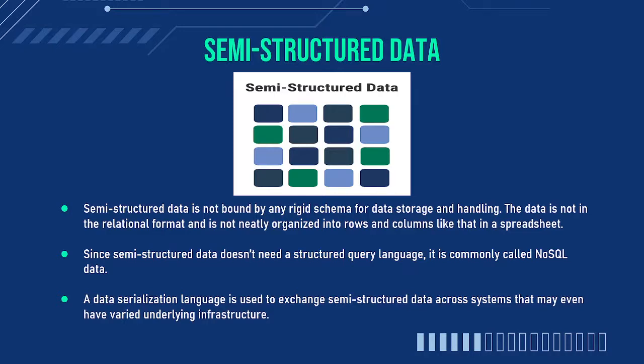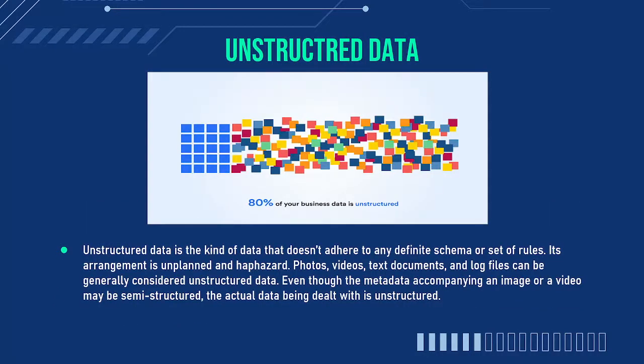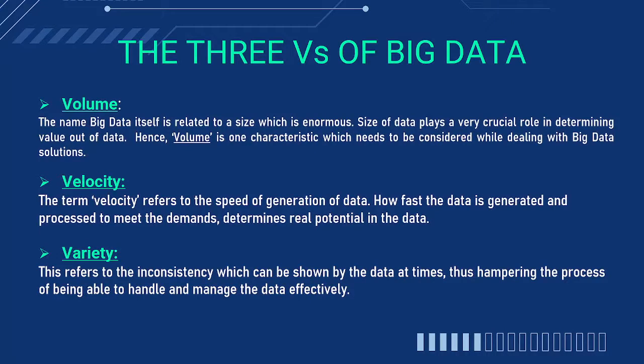Now let us go to the unstructured data. What is unstructured data? Unstructured data is a kind of data that does not adhere to any definite schema or set of rules. It is arranged in an unplanned and haphazard manner. Photos, videos, text documents, and log files can be generally considered unstructured because they are different in manner and unplanned. It can be any type of data that is unplanned. Even though the metadata accompanying an image or a video may be semi-structured, the actual data being dealt with is unstructured.